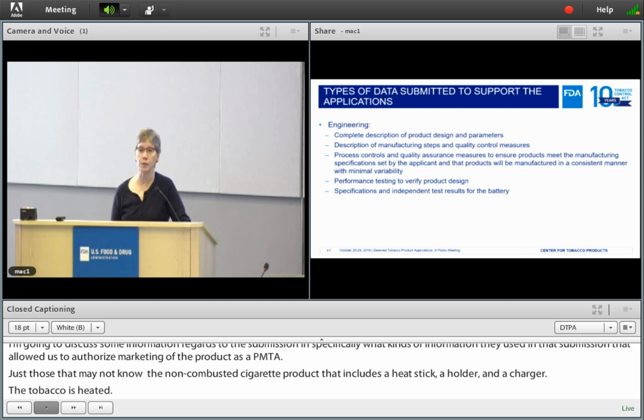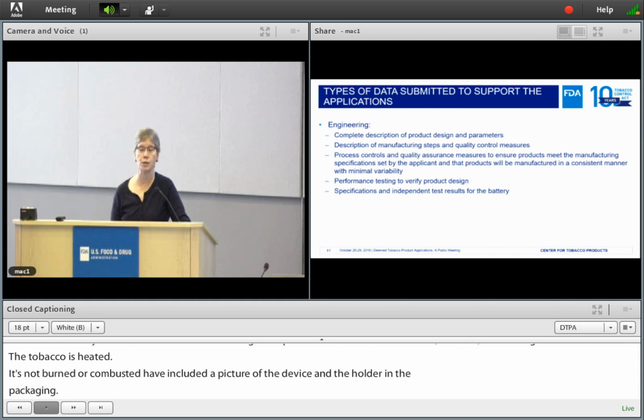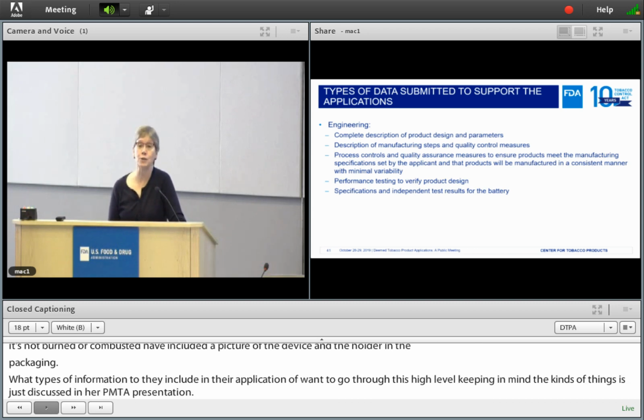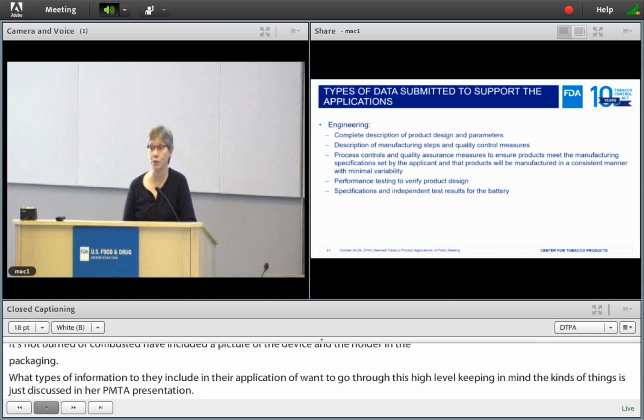I'm going to go through this at a very high level, keeping in mind the kinds of things that Ms. Holmes just discussed in her PMTA presentation. I also have included on some of the slides, in a red circle, hints and other suggestions that you might consider in your PMTA applications for the future.